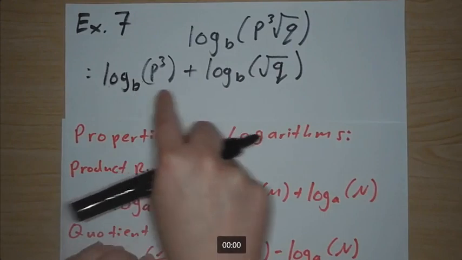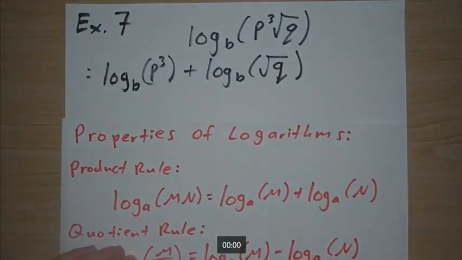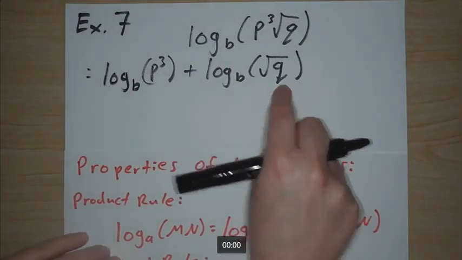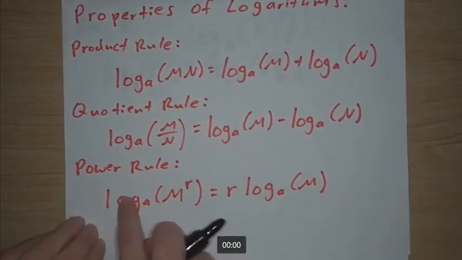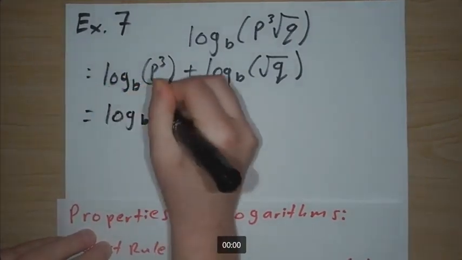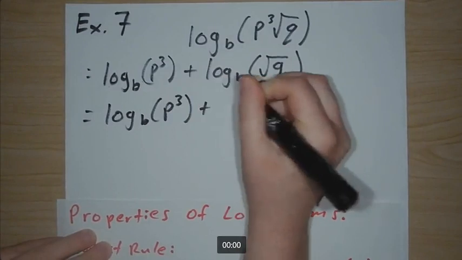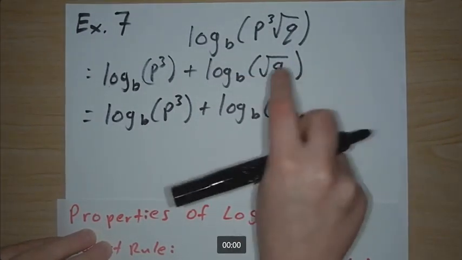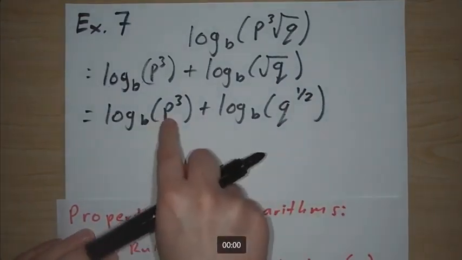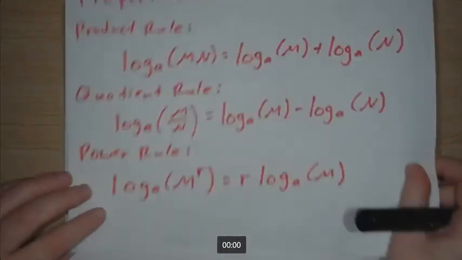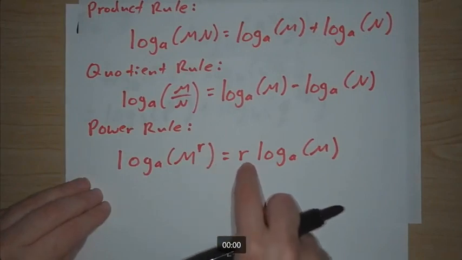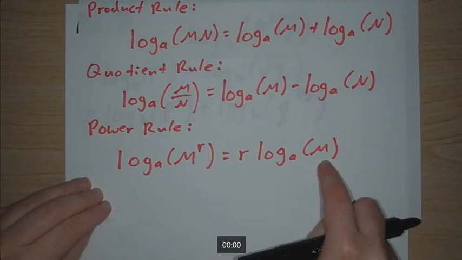So now we're going to look at each one individually, and we're going to rewrite this so that there is an exponent, so that we can possibly use our power rule here. Rewriting that, we have log base b of p cubed plus log base b of q to the 1/2 power, since the square root of q is the same thing as q to the 1/2 power. So now that we've rewritten everything into powers, we're going to look at our power rule. We have log base a of m to the exponent of r. This is the same thing as r, the exponent, multiplied by log a of m.